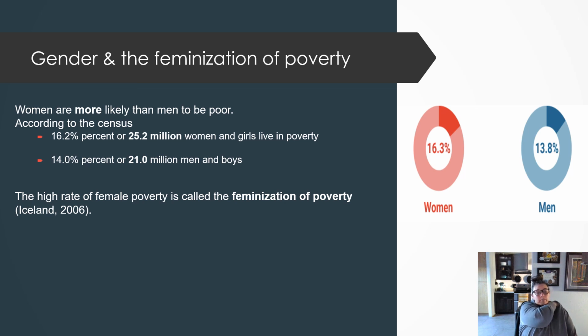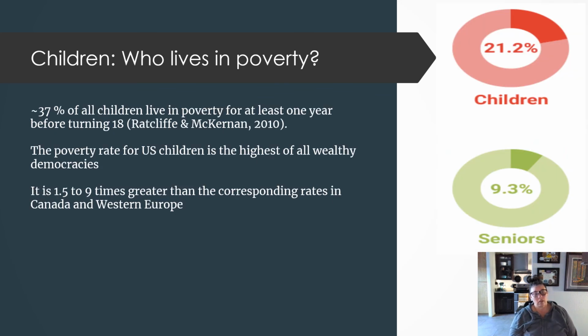What we found is that about 16%, or 25 million women and girls, live in poverty in the United States. Compare that to about 21 million boys and men. So women are more likely to experience both systemic poverty over their lifetime and episodic poverty. And they're also more likely to experience poverty with their children in tow. It's almost 40%, 37%, of all children who live in poverty in any given year. And the poverty rate for children in the United States is the highest of all wealthy democratic societies in the world. So we have the highest levels of children experiencing poverty of any wealthy nation in the world.